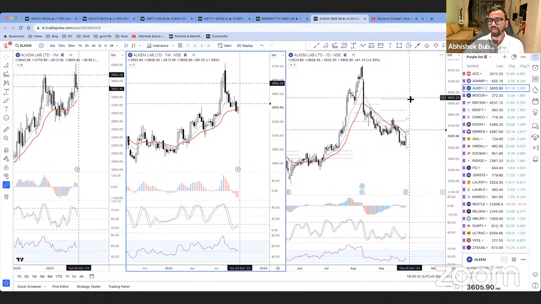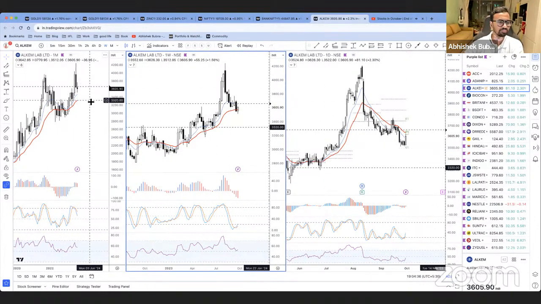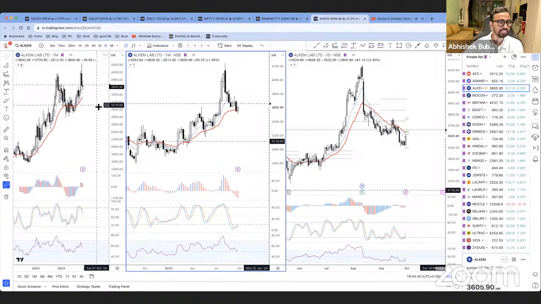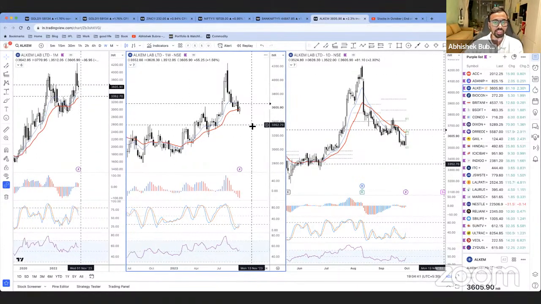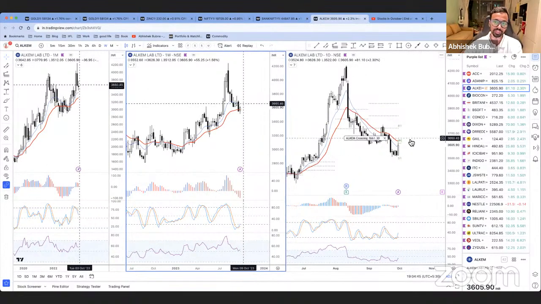फिर हमारे पास है Alchem Labs. Alchem Labs में monthly chart is all right, ठीक है, I mean there is a divergence here and everything, but it is at weekly EMA. There is a bullish divergence, there is a narrow CPR. You can see my alert above the CPR.